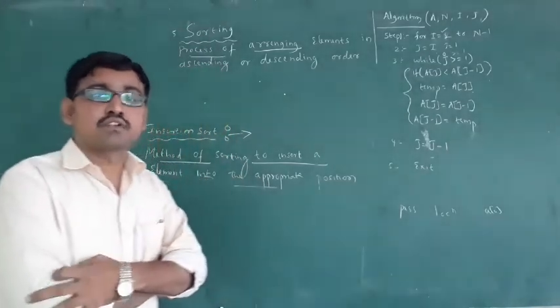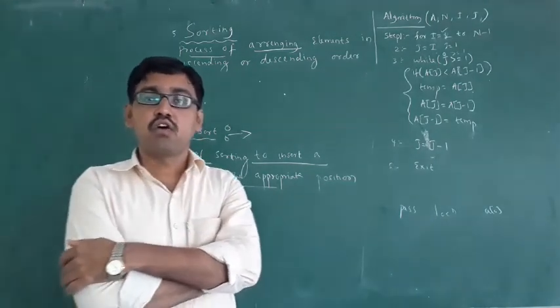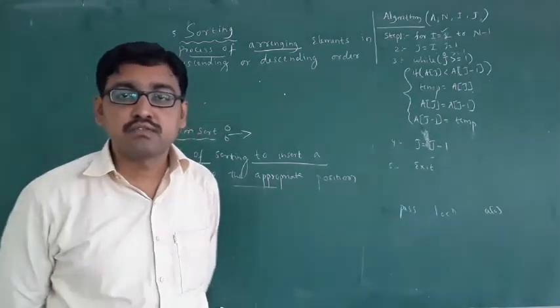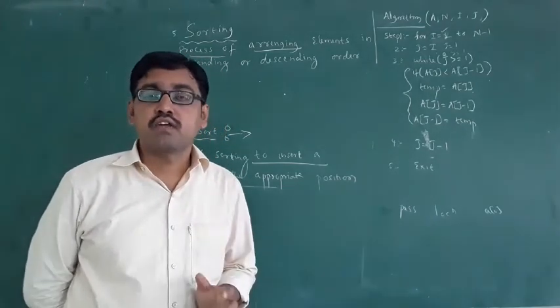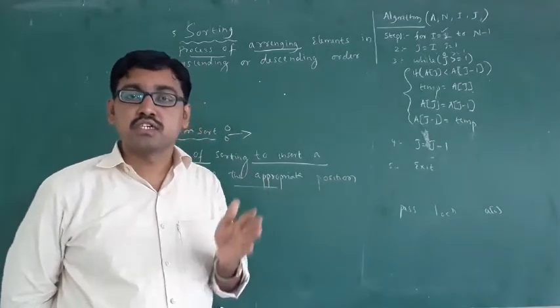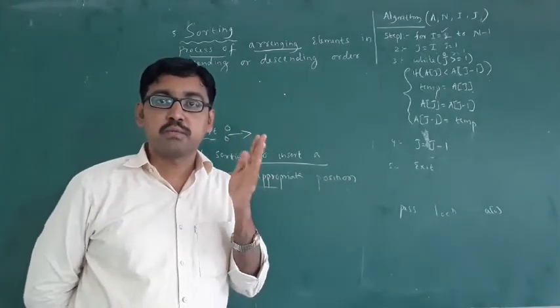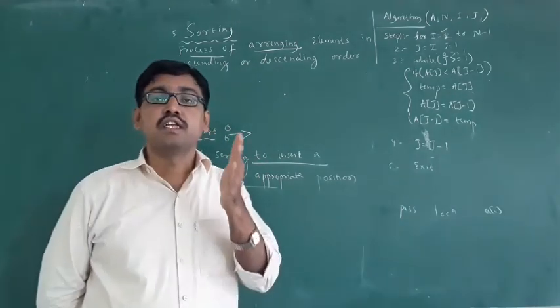Last class we discussed sorting. Sorting is one of the array operations. How many operations have we studied? In an array we have five operations. First one is traversing. Second one is searching. In searching we have two types: binary search and linear search.